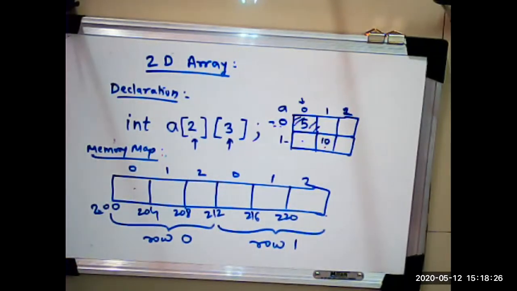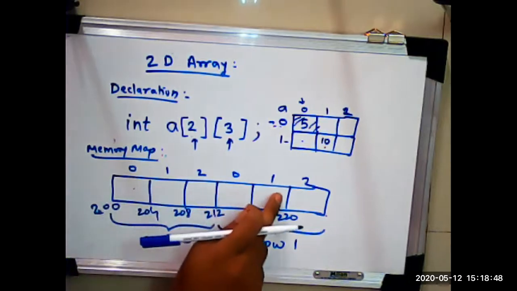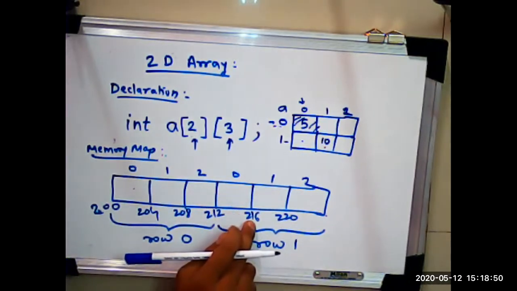So in aptitude, the same question can be asked here. The starting address is given and the declaration is given, and they are asking the address of the fifth element, address of the sixth element, like that. So what is the address of the fifth element in the two-dimensional array? If this is the type of question, then fifth means first, second, third, fourth, fifth. This is the fifth element. So the fifth element is 216.